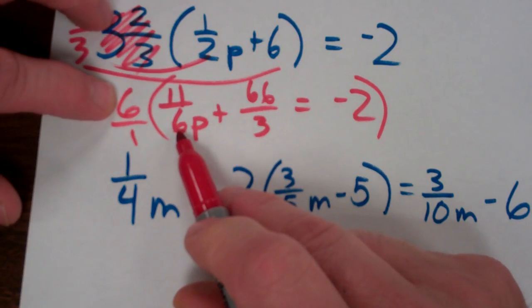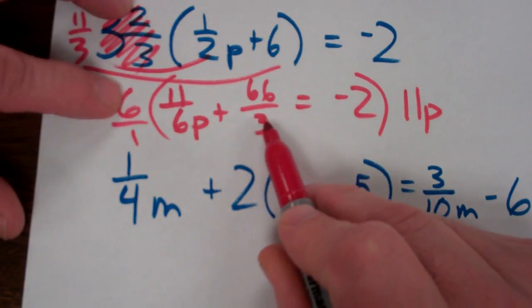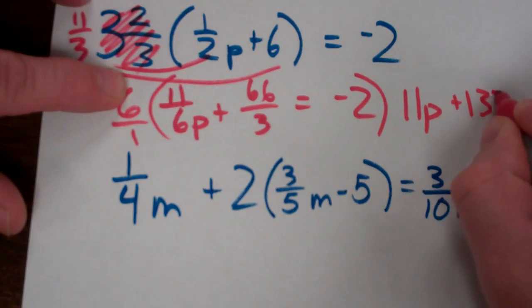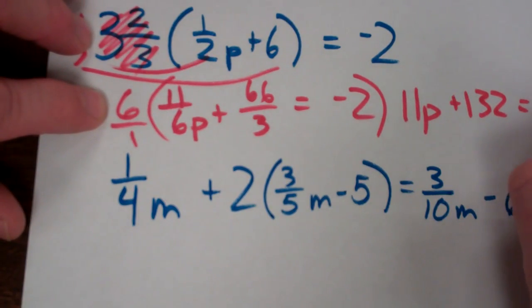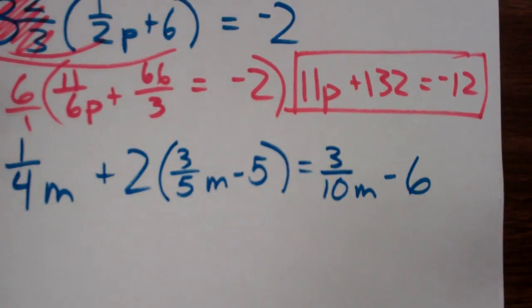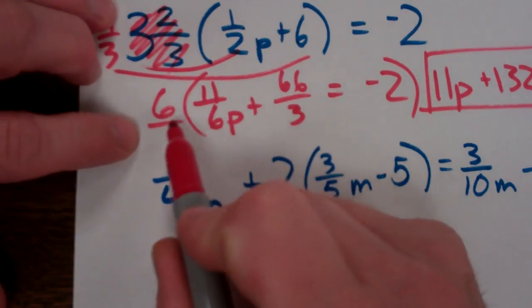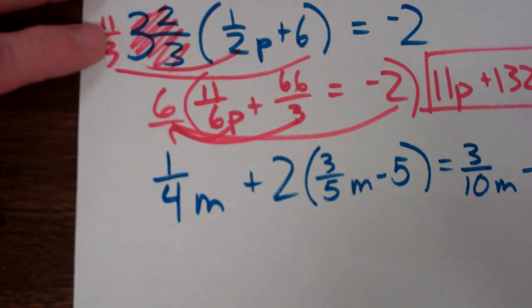So once again, this cancels each other out and we get 11p. This becomes a 1 and a 2, so I get 132. And 6 times -2 is -12. We have a two-step algebraic equation, which is much easier to solve than the one you were looking at just a moment ago. And all I essentially did was take 6 times this, and this, like a gigantic distributive property.